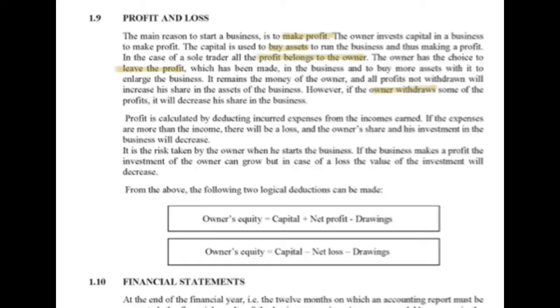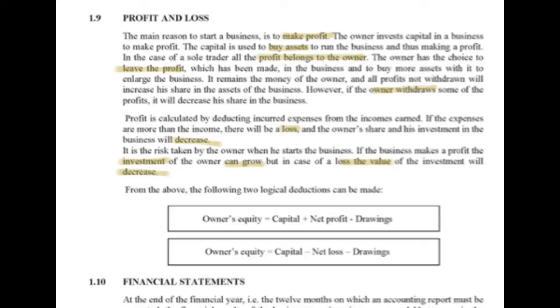If the expenses are more than the income, then it's a loss, and the owner's share in the investment of the business has decreased. It is the risk taken by the owner when he starts the business. If the business makes a profit, his investment has grown. But in the case of a loss, the value of the investment decreases. So it's a risk for him, and that's the risk of running a business.